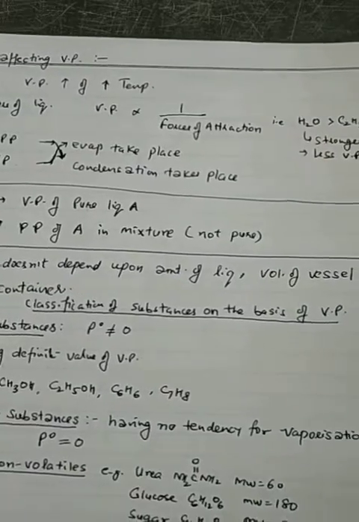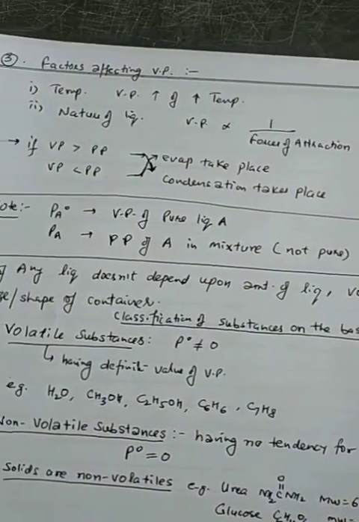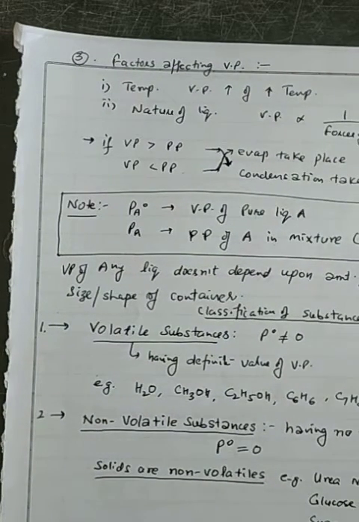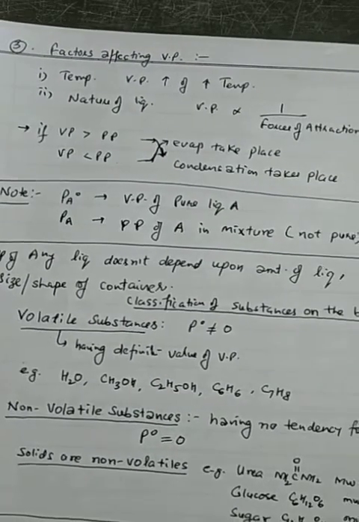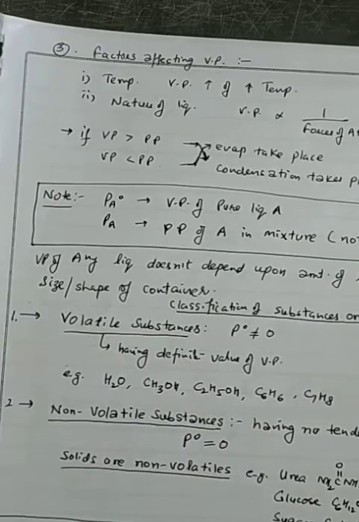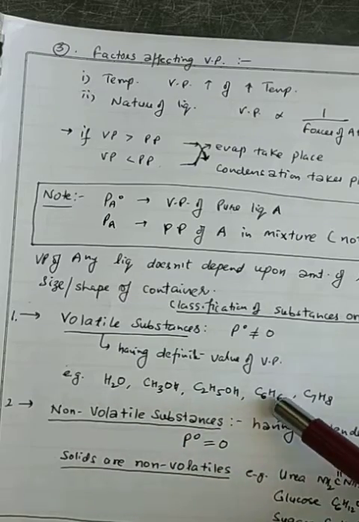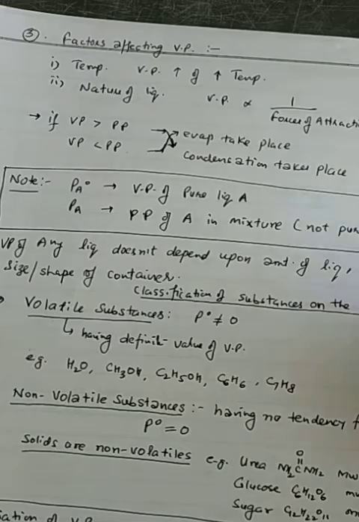Now we have a classification of substances on the basis of vapor pressure. So this is important. Number 1, volatile substance. Number 2, non-volatile substance. Volatile substance means having a definite value of vapor pressure. In case of volatile substances, P0 is not equal to 0. These are water, methanol, ethanol, benzene, toluene. These volatile liquids generally come in the numerical problems.